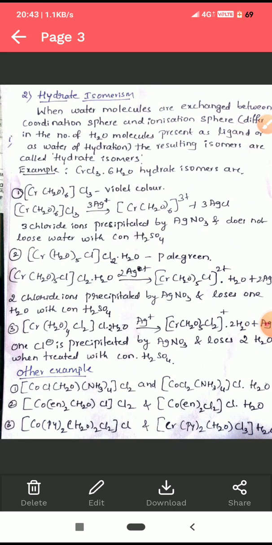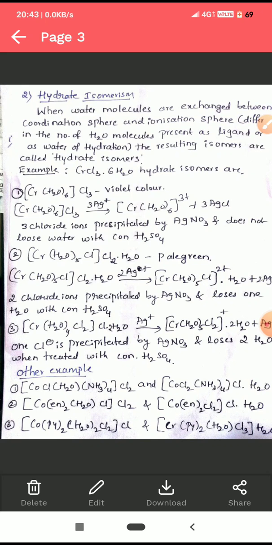They differ in the arrangement of water molecules. Some of the water molecules are present inside the coordination sphere, and some are present as water of hydration. It means they are present outside the coordination sphere. When they differ in the arrangement of water molecules, the isomerism is called hydrate isomerism.